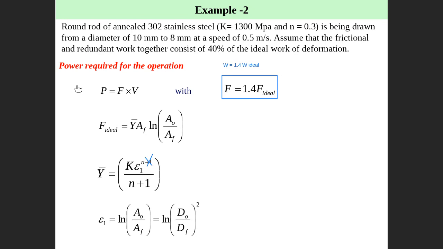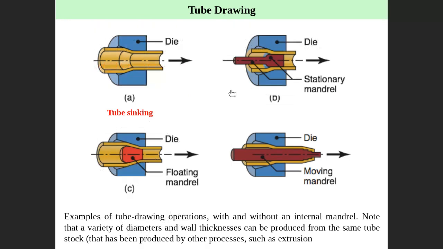Then the power required for the operation equals F actual multiplied by V, which is the speed of the operation. Clear? Is it okay? Understood? Any question? Right.